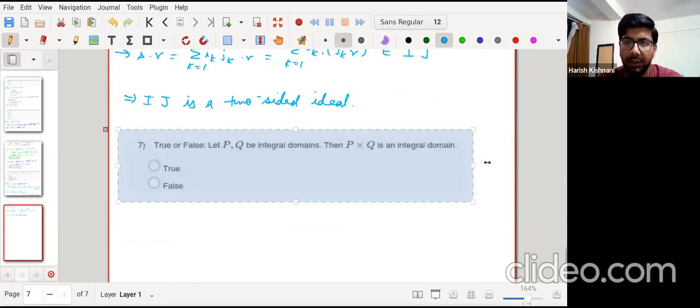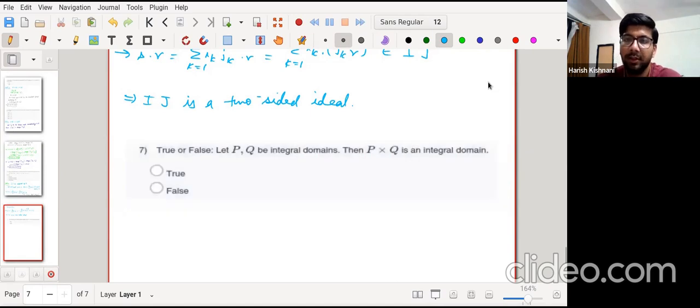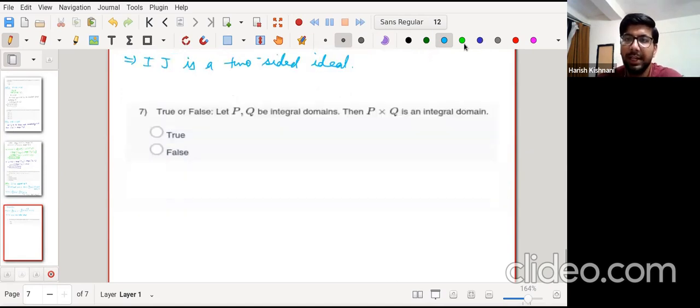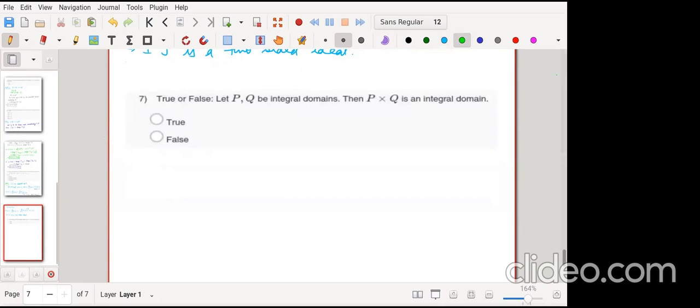It's a true false question. It says that P and Q are integral domains. Then what can you say about P cross Q? A quick guess or quick answer to it. It's an easy question. Sir, this is false. Why?